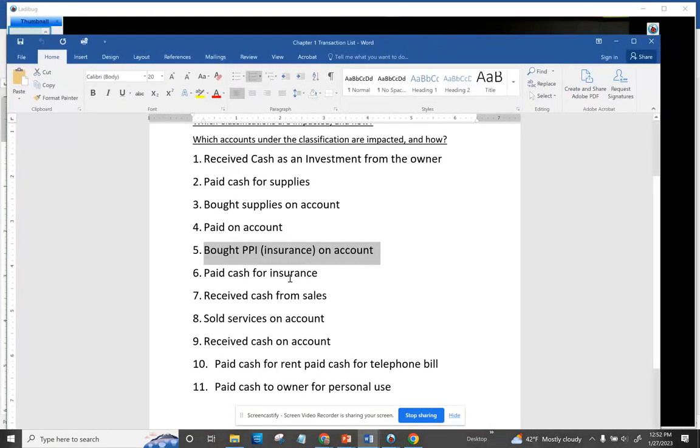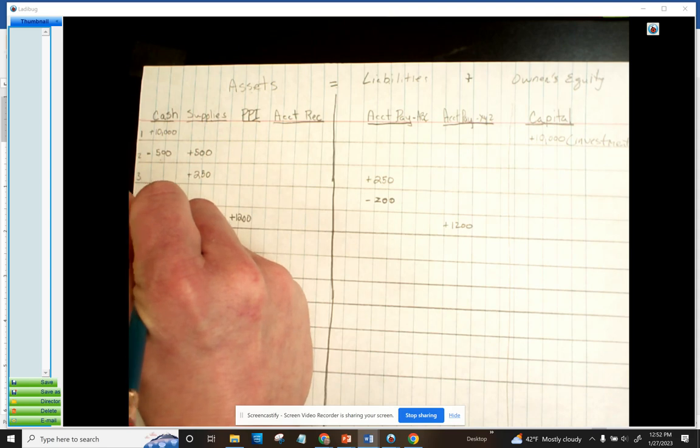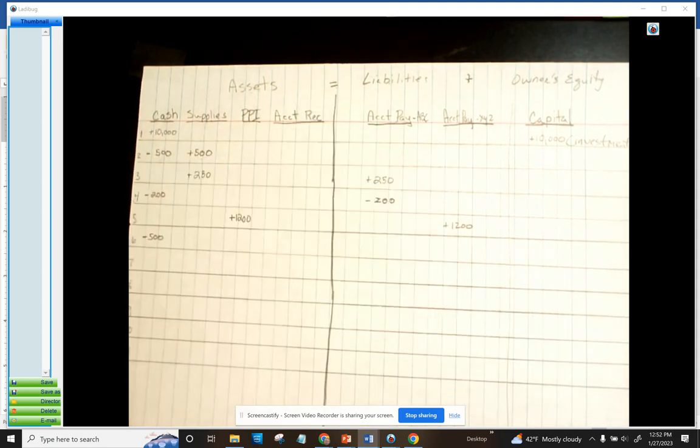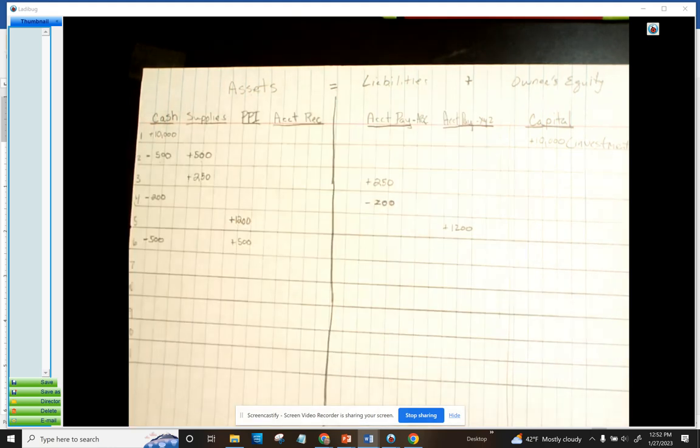All right, cruising along. Hey, and this time we're just going to pay cash for insurance instead of buying insurance on account. Well, we bought insurance for cash, paid cash. Let's say we needed, I don't know, $500 more of insurance. So we're going to write a check for $500. Our cash goes down $500. And we're buying insurance, which we're just going to add to our insurance. We bought $500 more of insurance. We have $1,700 in insurance now.